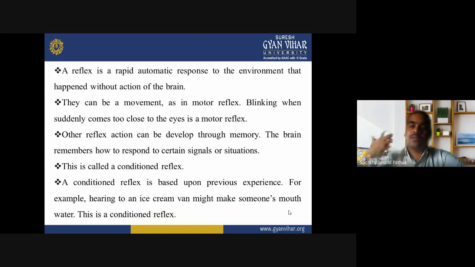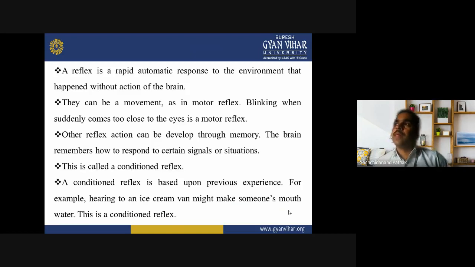That means you learn things in your behavior. That means you know how to respond to a certain type of signal, a certain type of stimulation, or a certain type of situation. So these are called conditional reflexes. A conditional reflex is based upon previous experience. For example, hearing about ice cream might make someone's mouth water. This is a conditional reflex.